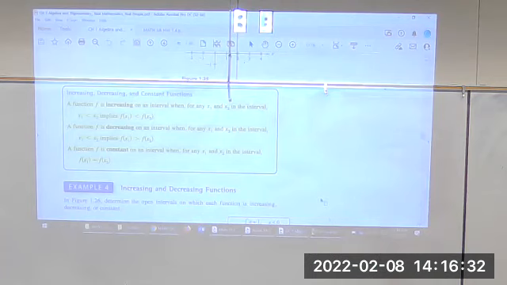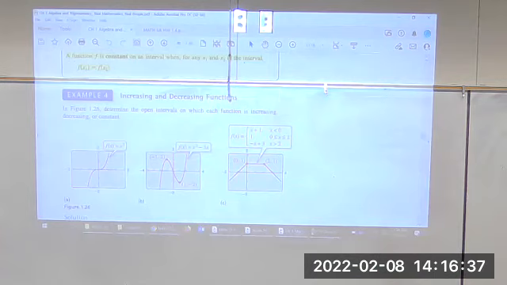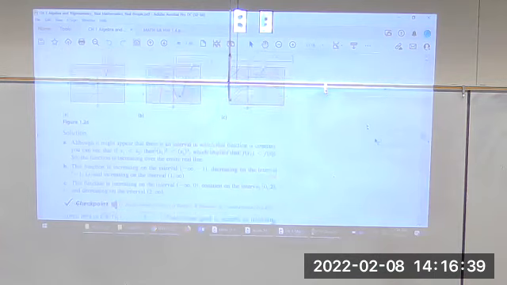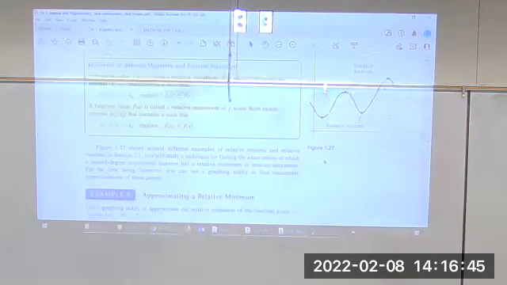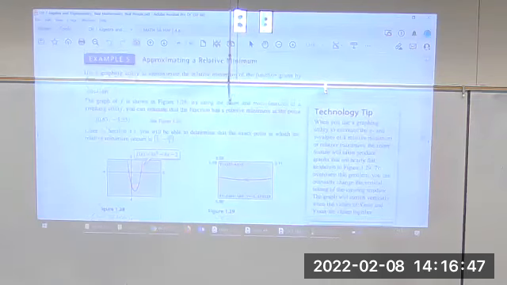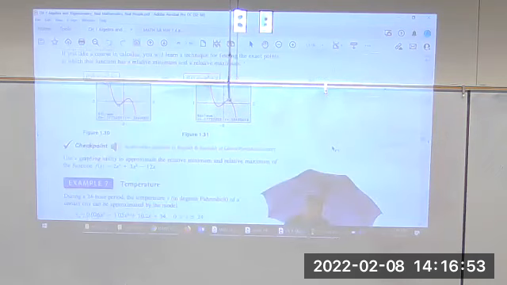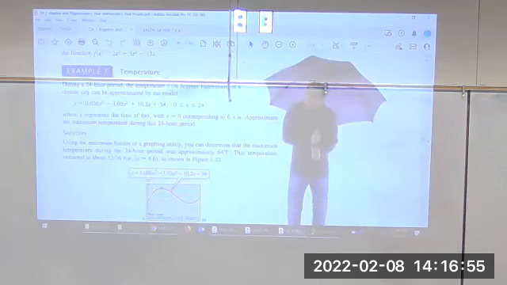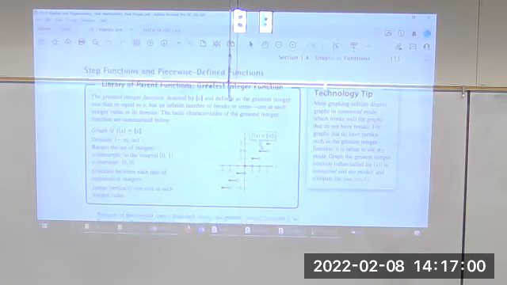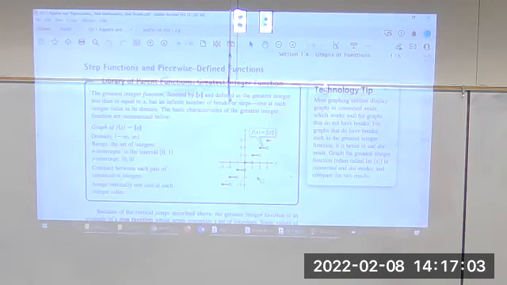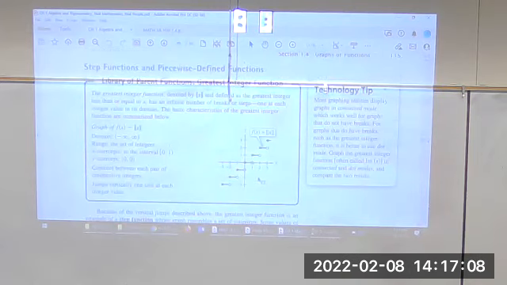Your most important job is going to be, can you figure out the intervals by looking at a picture where something's increasing or decreasing? And then we get into relative maximums and minimums, which is what drives life. Maxing out things and minimizing things. And then that'll be on Thursday. Also on Thursday, we'll be doing our step functions. I'll show you how to use the calculator to use step functions.